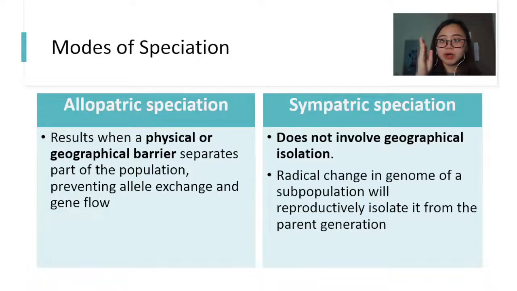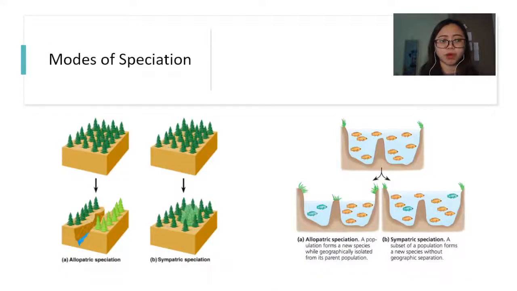There is no physical separation. There is, however, a radical change in the genome of a subpopulation that will reproductively isolate it from the parent generation. So it's because of other factors, especially genetic factors, that make the population speciate. Okay, we're going to learn a bit more about them one by one.